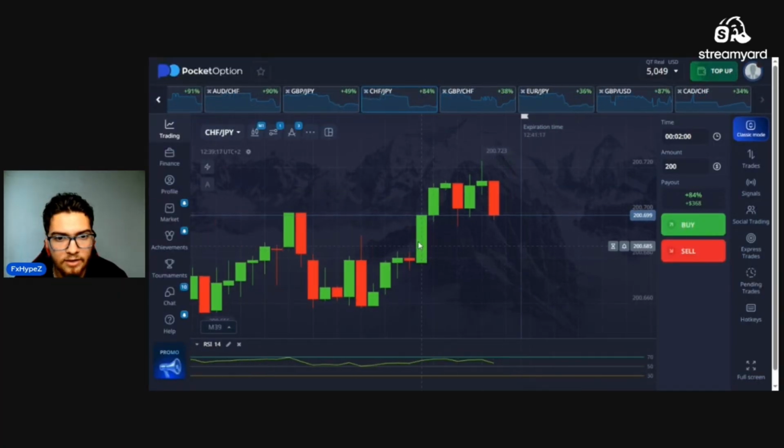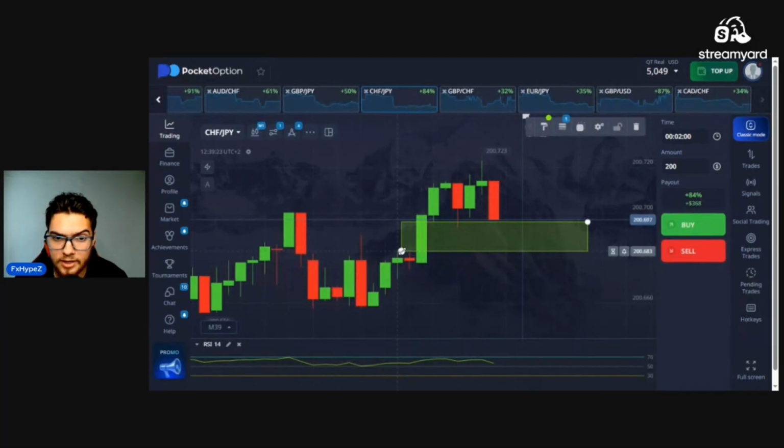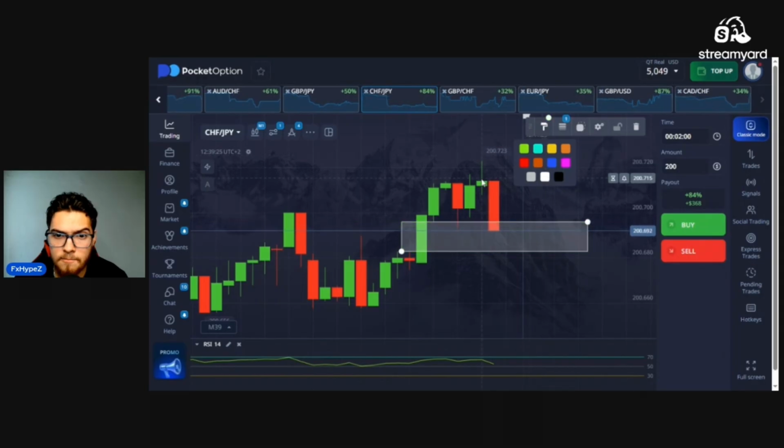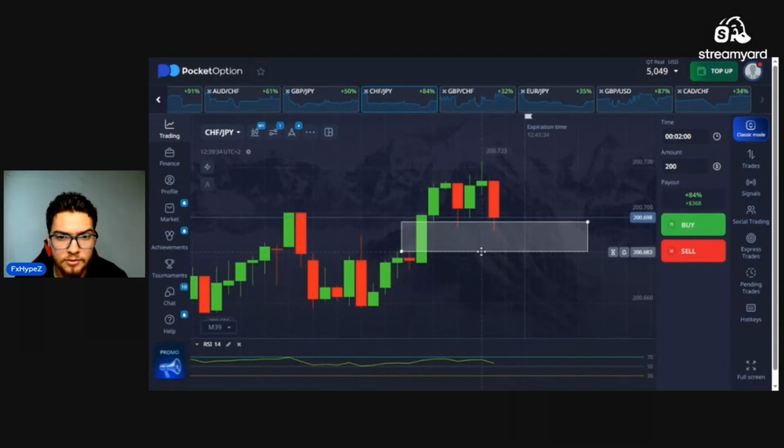We do have a fair value gap here, which I'll go ahead and mark up, which price could come down to. It has been mitigated, but depending on where price closes, this fair value gap needs to be filled, and I'd be happy to take a 2-minute sell position here on CHF JPY. It is consolidating a little bit. I don't want it to fill it just yet.